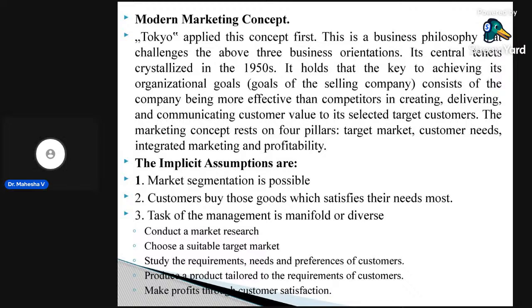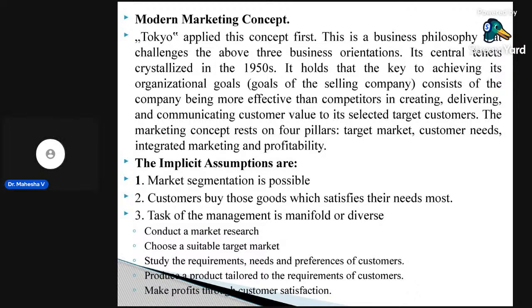Most companies are trying to catch the competitive advantages. Again, how best can my product satisfy the needs of the consumers? That is what they need to highlight. Once they highlight it, the customers will think of buying those products. The task of the management is manifold or diverse.